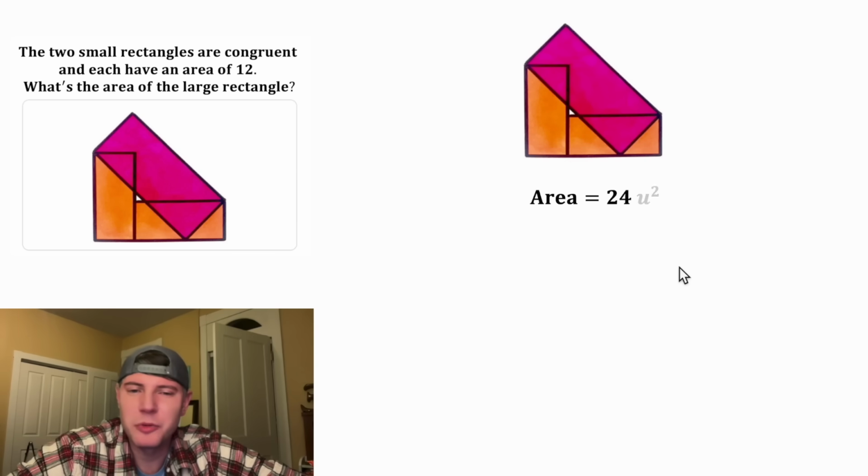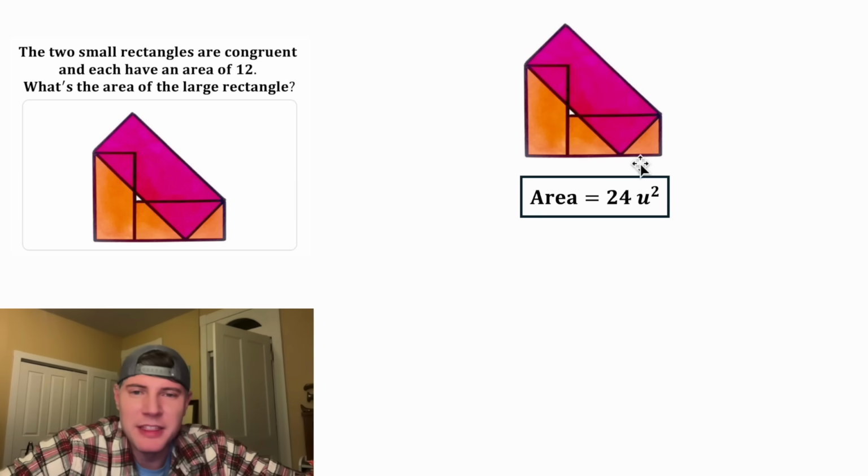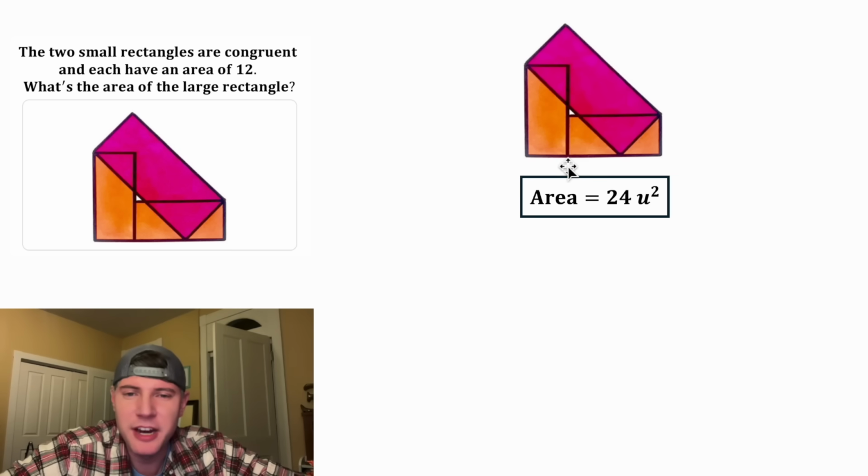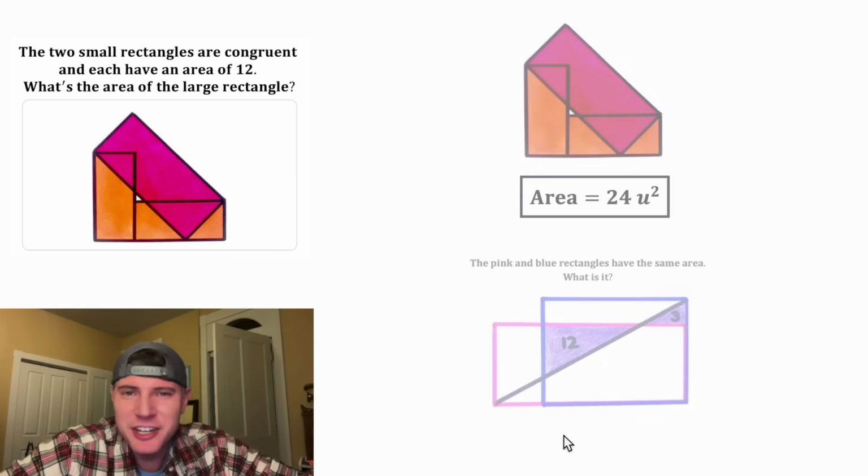Let's give it a label of square units and put a box around it. In this given diagram, the area of the larger rectangle is equal to 24 square units. It's exactly double the area of either of these two rectangles. How exciting. And here's the next puzzle.